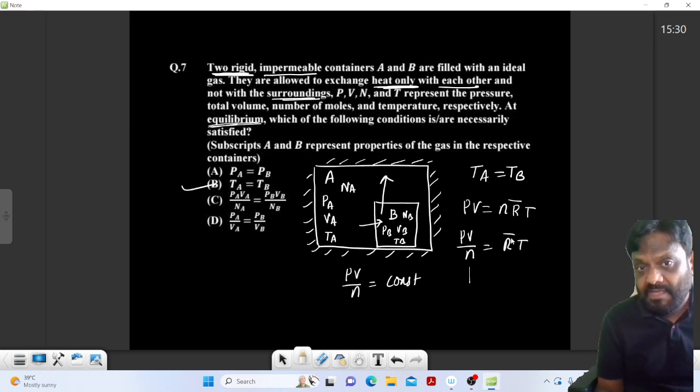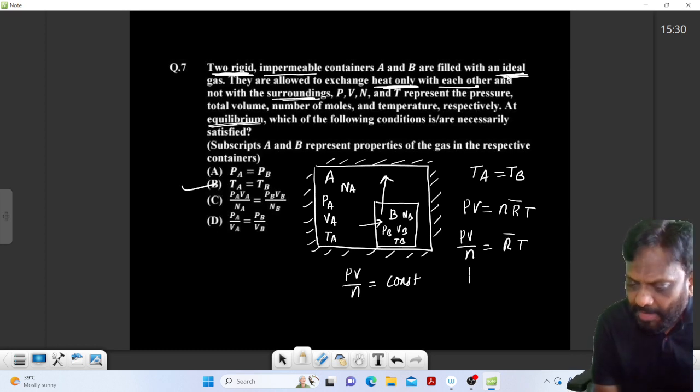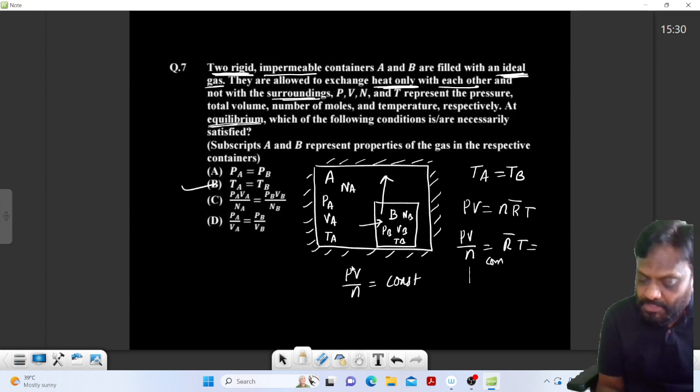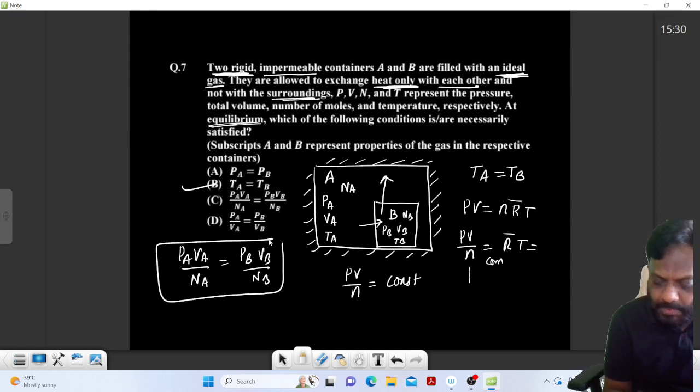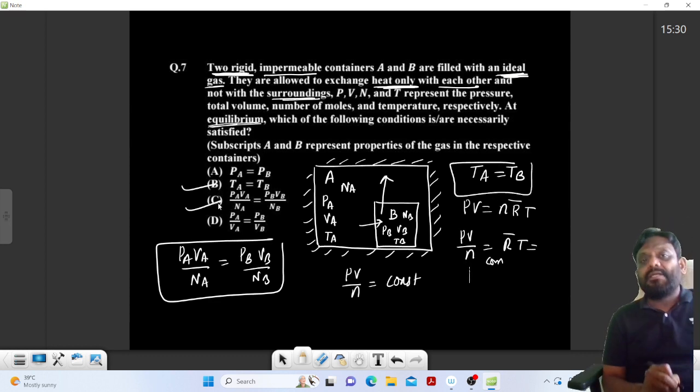It is an ideal gas. Clearly, it is an ideal gas he gave. I know, sir. How? The ideal gas. So R̄ is same. Finally, equilibrium temperature is same. When this is same, this will be constant. So PV by n is constant. That means PA VA by NA is equal to PB VB by NB. We are taking n as small n, but in this problem he has given it as capital N. How does it matter? So this is one equation. This is another equation. This is a good question. It is the second question.